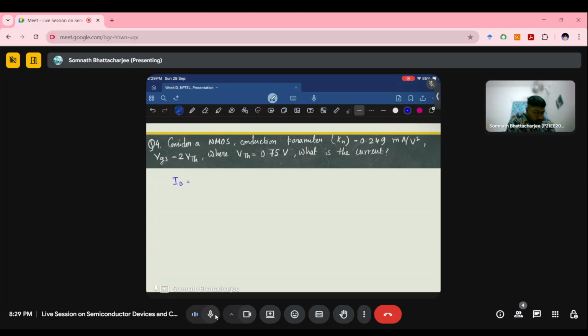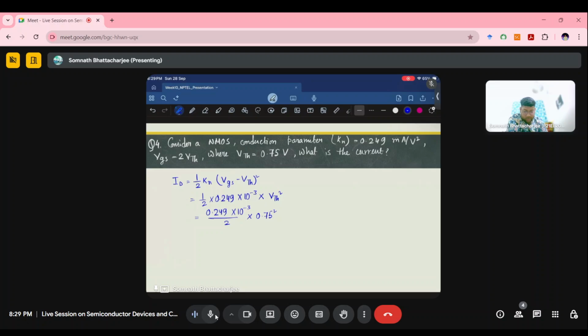So this one is not a very hard one. This is nothing but half into Kn into VGS minus VTH whole square. That's it. VGS they have already given us as 2 VTH, so 2 VTH minus VTH whole square. So that will be half into 0.249 into 10 to the power of minus 3 multiplied by VTH square. That means it will be 0.249 into 10 to the power of minus 3 divided by 2 multiplied with 0.75 square. So this is the answer.